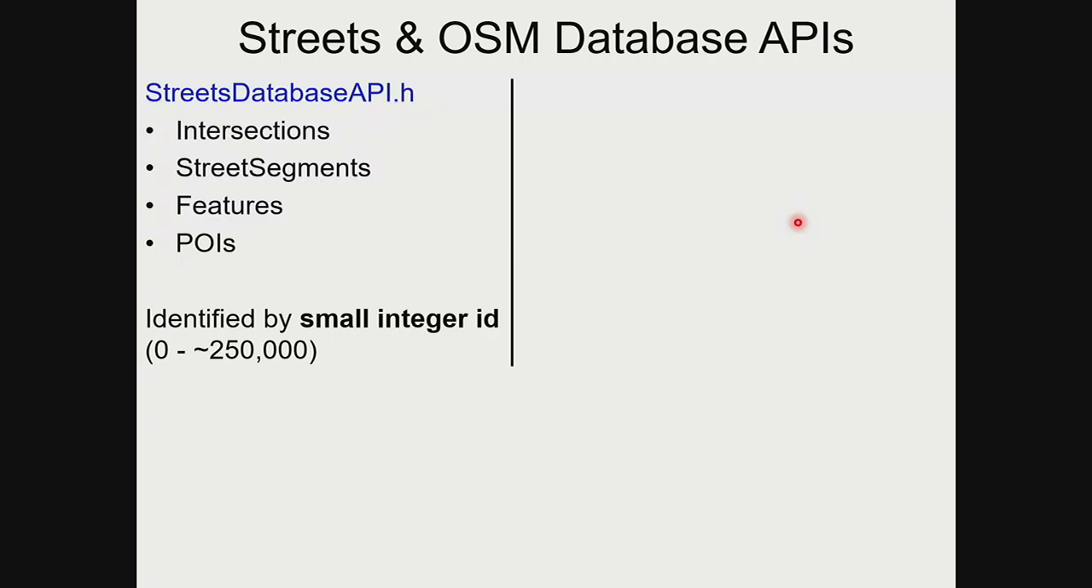Each of these entities has its own unique identifier, and that unique identifier can only be used inside the city again. It's not a global unique identifier. And it's a small integer that goes between 0 and 250,000. We've made sure that most of the cities that you're going to use, or actually all of the cities that you're going to use, will not go over this number in terms of identifiers.